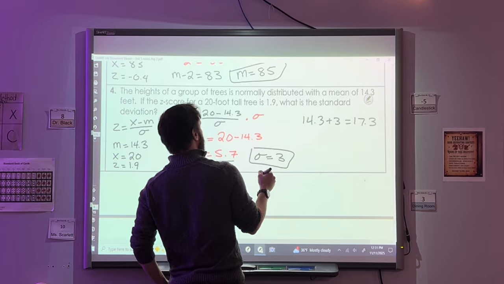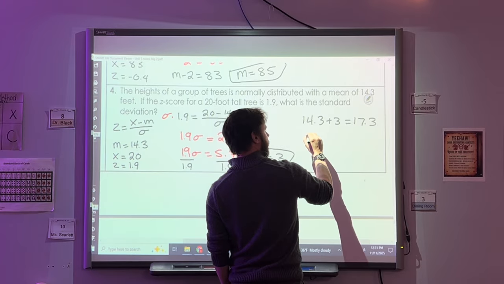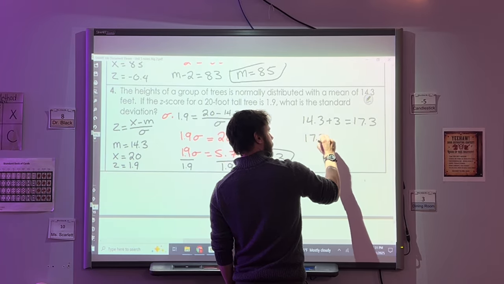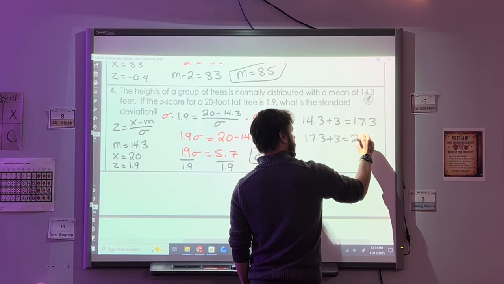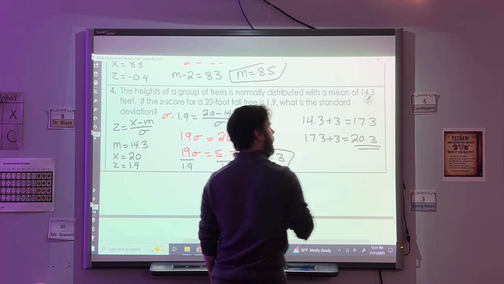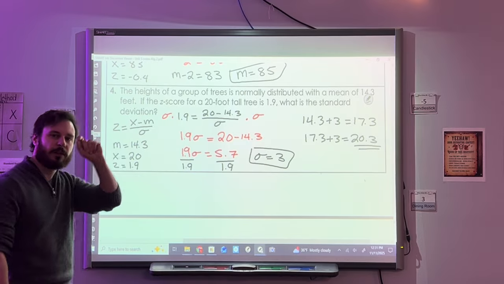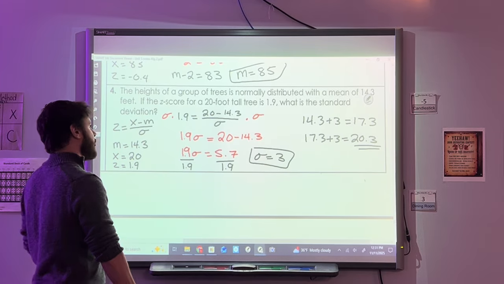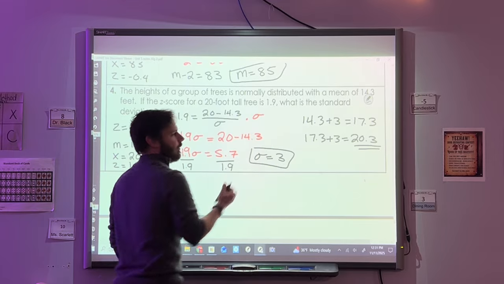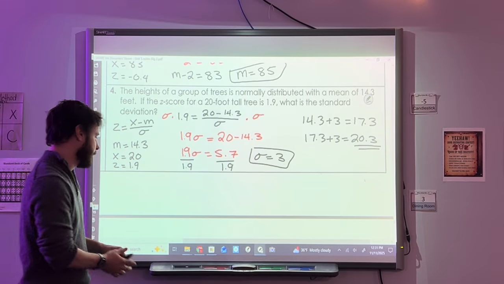And now I'm going to add a second standard deviation. And this number is too high. Our score was 20. So we need to be a little bit less than 2 full standard deviations. And that's where it comes from here, 1.9. It's a little bit less than that.